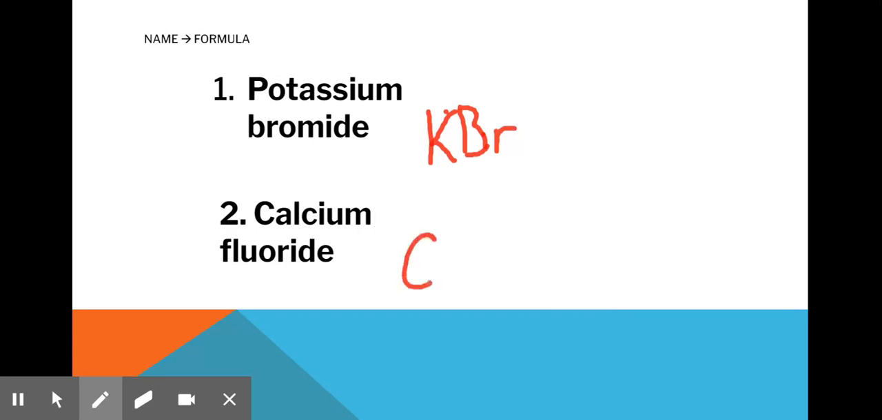Calcium, same thing. Calcium is in group 2. It's an alkaline earth metal, which means it can only form a charge of +2. You should have gotten CaF2 for that one. If it's not a transition metal or a post-transition metal, the rules we learned first still apply.